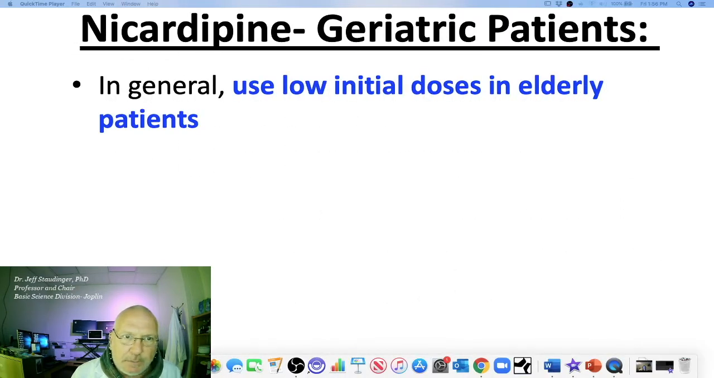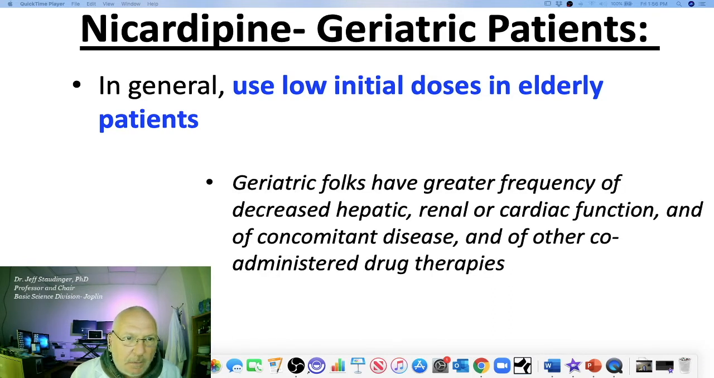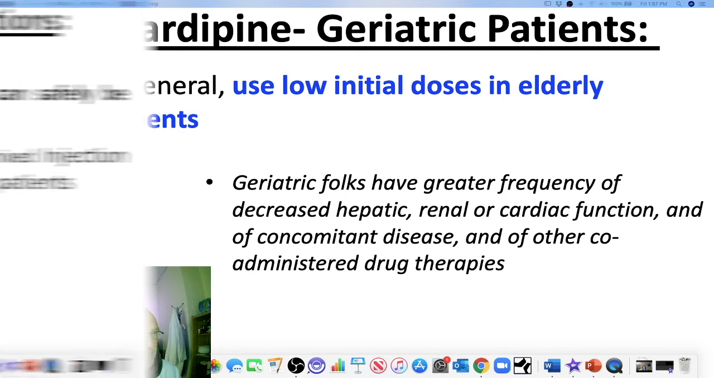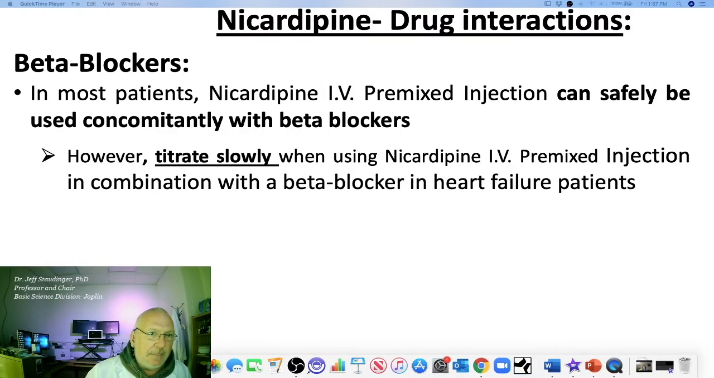Geriatric patients also present a unique situation. Use low doses initially in elderly patients. That's because older folks have a greater frequency of liver, renal, or heart dysfunction and a greater frequency of concomitant disease and other co-administered drug therapies, so you have to be careful with geriatric patients. In general, though, nicardipine IV can be used safely concomitantly with beta blockers.